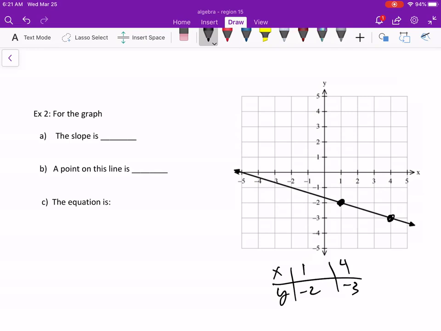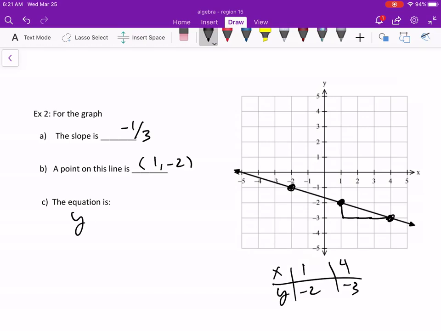For the slope, you can either use the table or the graph. It goes down 1 and over 3. So negative slope, -1/3. The point that's on the line, I got 2 of them. One point would be that. If you really wanted to, you could have picked this point too.